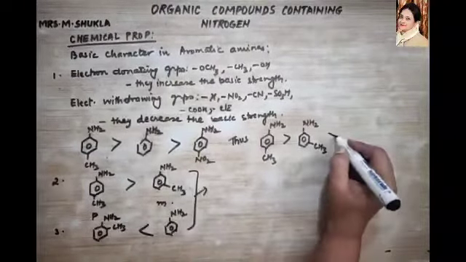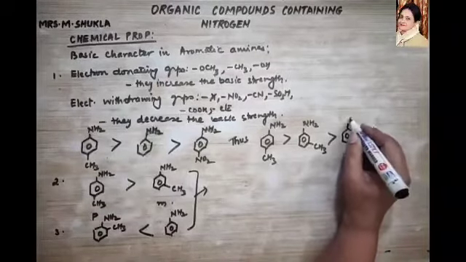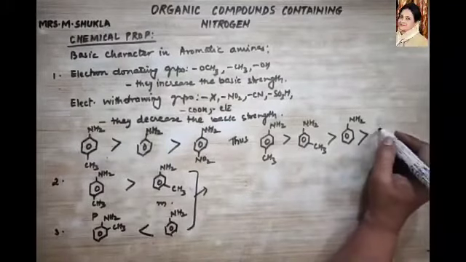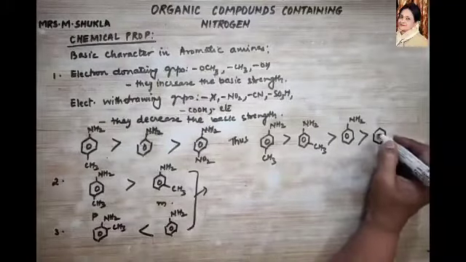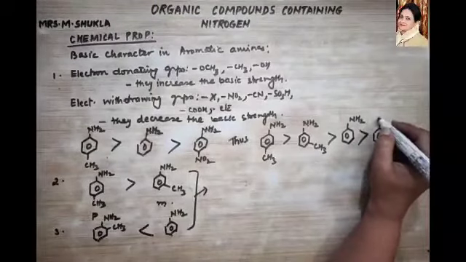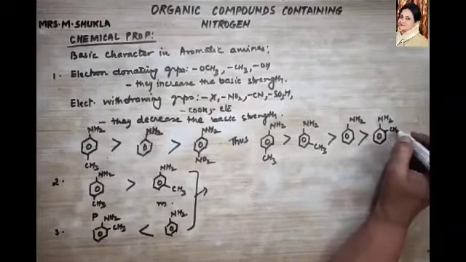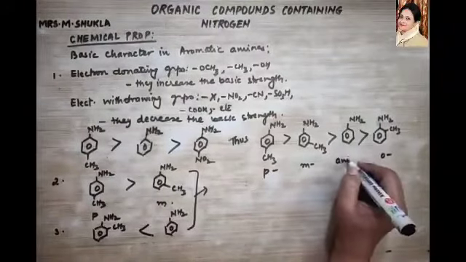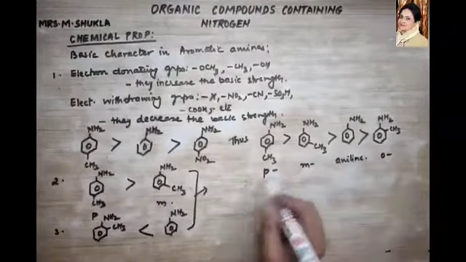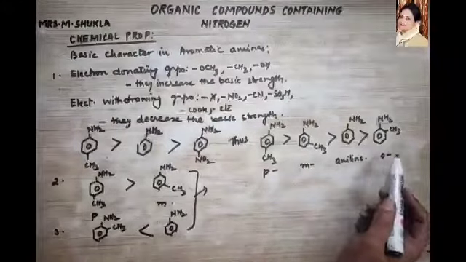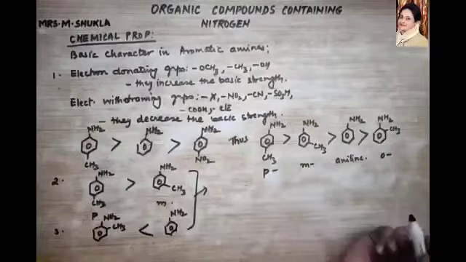This will be more basic than your aniline, and your least basic will be the one where the methyl group is present at the ortho place. So this is your para place, this is your meta place, this is the ortho place, and this is your aniline. This is the sequence of basic nature in the aryl amines.